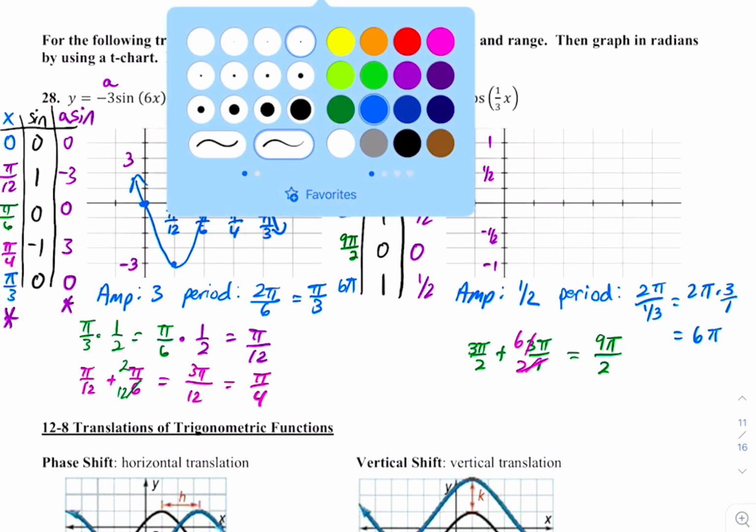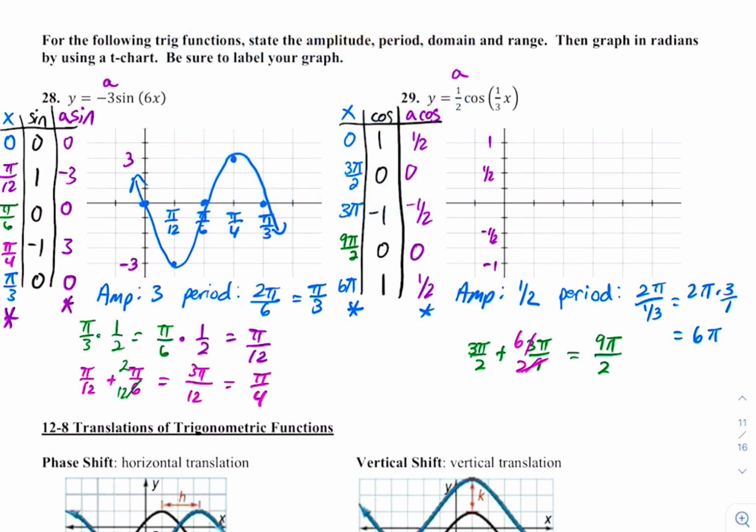Okay. And then I'm ready to graph. So again, my x's, same way I've been counting. So 3 pi over 2, 3 pi, 9 pi over 2, and 6 pi. So 0, 1/2, 3 pi over 2, 0, 3 pi, negative 1/2, then back to 0, back to 1/2.